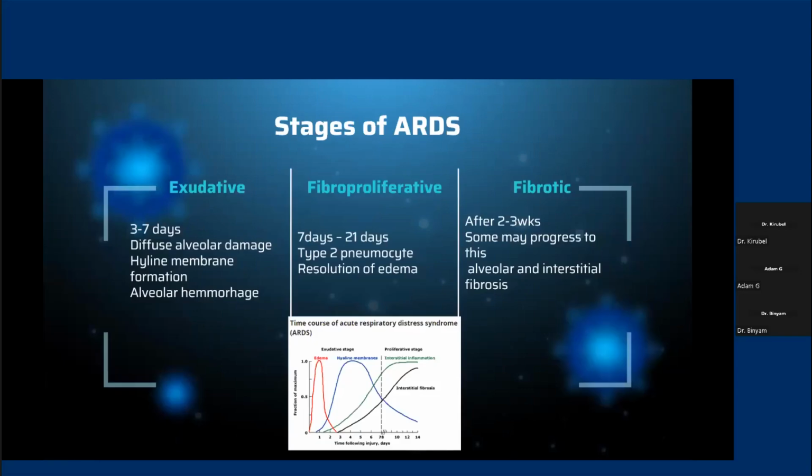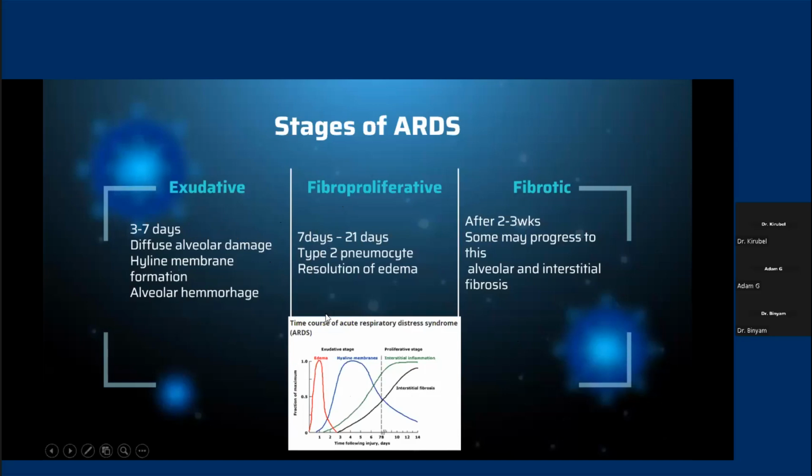When you talk about the pathologic stages of ARDS, there are the exudative, fibroproliferative, and fibrotic phases. The exudative phase is the first phase, within 3 to 7 days, and there will be diffuse alveolar damage, as we discussed previously, hyaline membrane formation, alveolar hemorrhage and such. Then the fibroproliferative phase will happen, but there is no clear line between these two phases, and the process starts while the exudative phase is already in place.